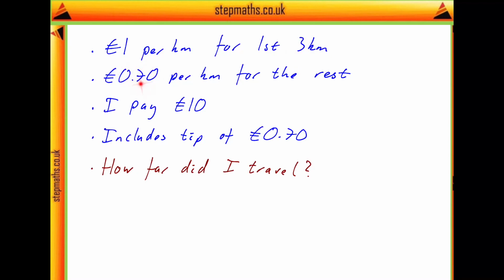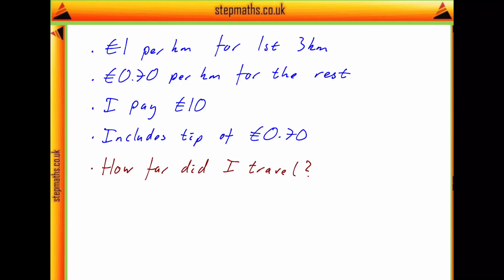So you do need to know there's 100 cents in a euro, but that shouldn't take that much background knowledge. So that's basically 0.7 euros per kilometre for the rest of the journey after the first 3 kilometres. And so the question's telling me, okay, I pay 10 euros, but it does include a tip of 70 cents. And the question is, well, I'm travelling from the station to my house, so the question is how far is my house from the station, but it's really asking how far did I travel.